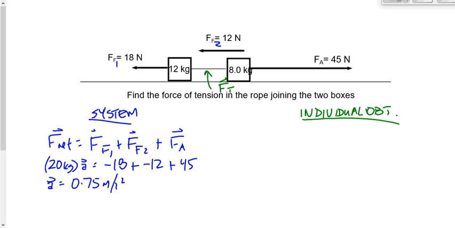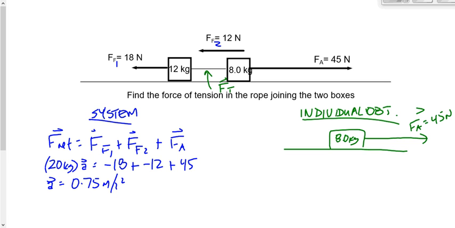Now let's pick an individual object. We could pick the 12 or the 8. Last time I picked the one on the left-hand side. This time I'll pick the one on the right-hand side. That's the 8 kilogram object. Again, it doesn't really matter which one you pick. They both give you the same answer. On the 8 kilogram object, we have a force that's directly acting on it with a value of 45 newtons. That's the applied force. We also have an FF2 acting directly on it. Its value is 12 newtons. And the other force acting on it is the tension, the rope pulling back on it to the left. The 8 pulls on the 12 to the right. The 12 pulls back on the 8 to the left.